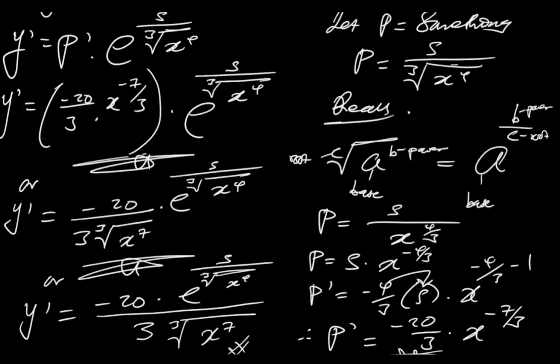I hope it's clear. Don't forget, the derivative of e to the something will always be the derivative of something times e to the something. Hope it's clear. Let's move on to another example. Should be example number 5. Alright, example number 5 says this.